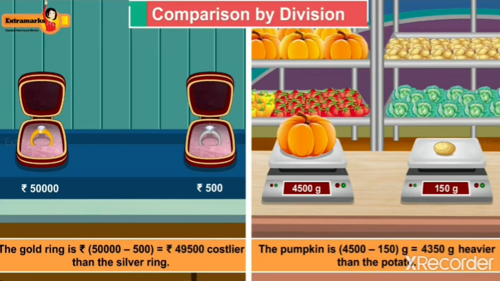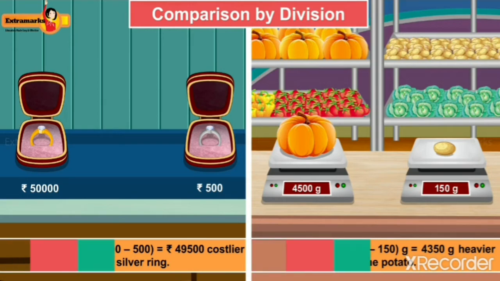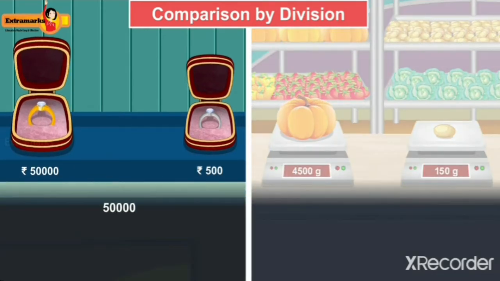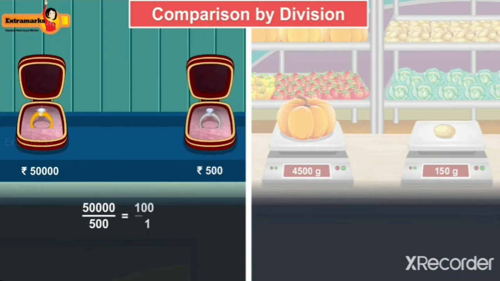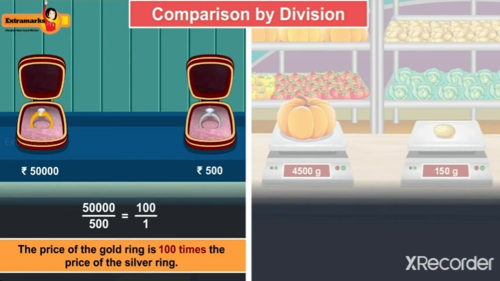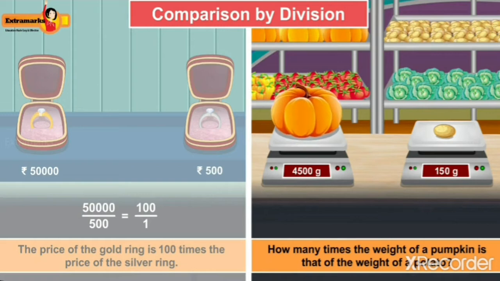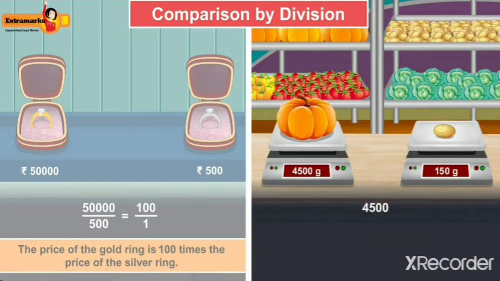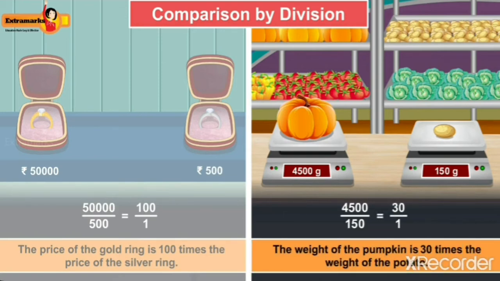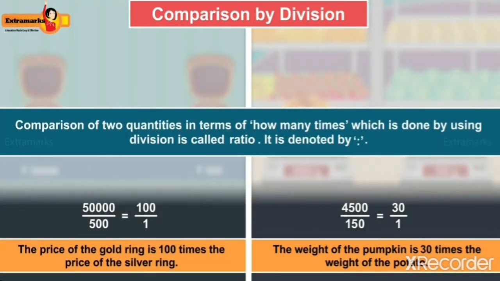In such situations, we use comparison by division. On dividing the price of the gold ring by that of the silver ring, we get 100 upon 1. And this means that the price of the gold ring is 100 times the price of the silver ring. How many times the weight of a pumpkin is that of the weight of a potato? On dividing the weight of the pumpkin by that of the potato, we find that the weight of the pumpkin is 30 times the weight of the potato. Comparison of two quantities in terms of how many times, which is done by using division, is called ratio.